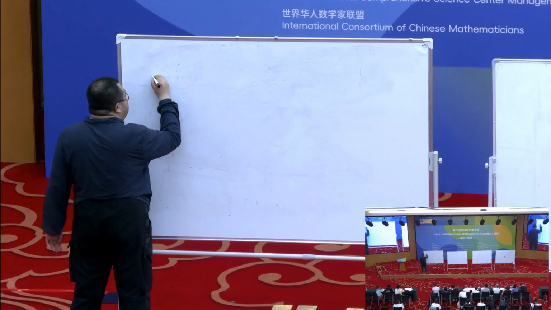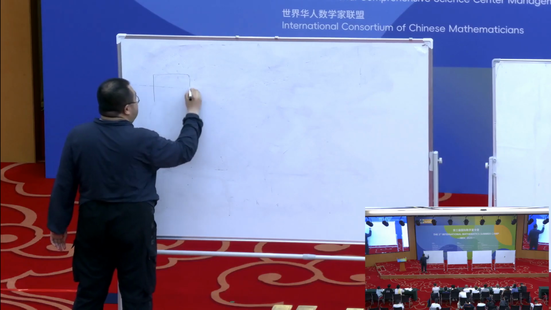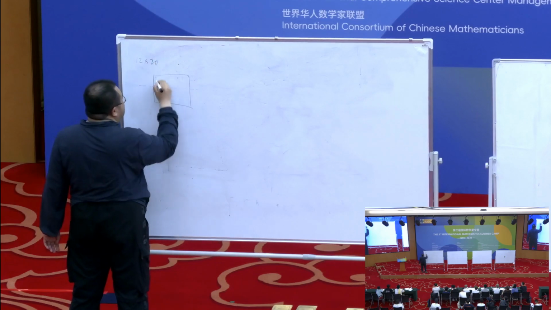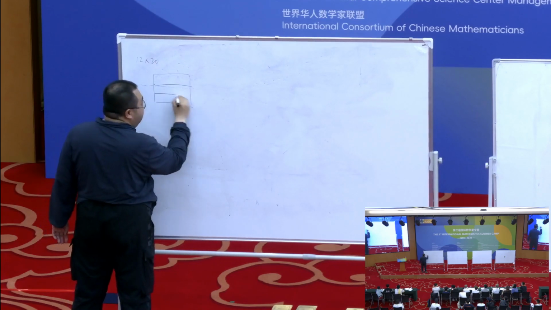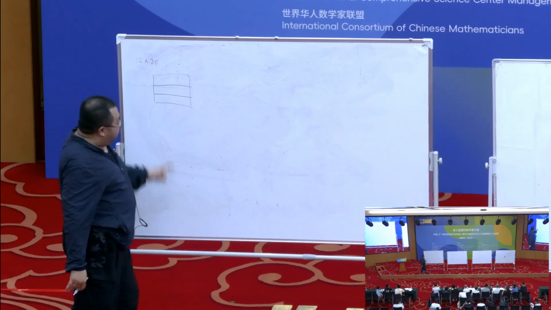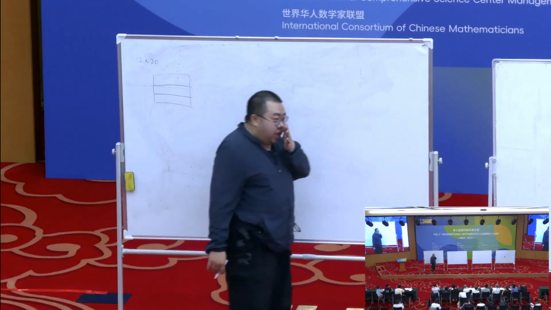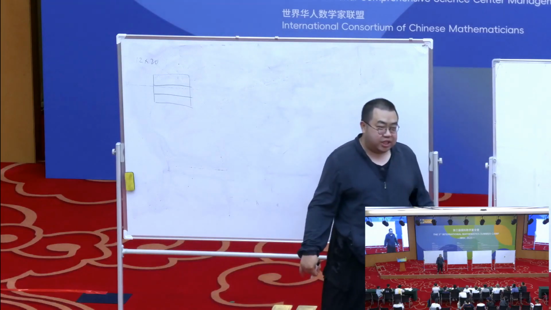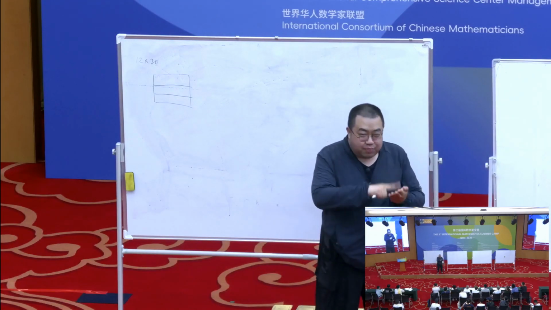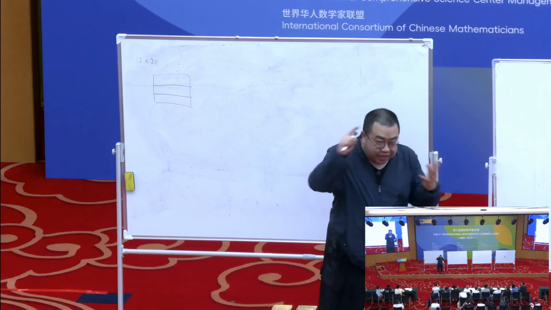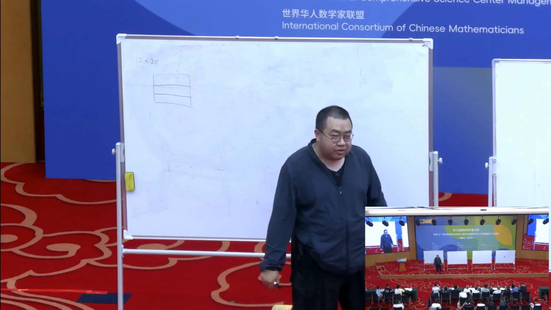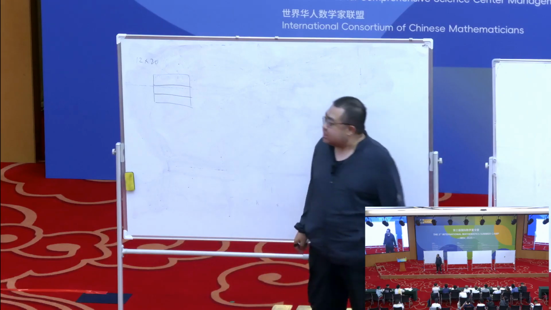If I remember correctly, it's a chessboard. That's a 12 by 20 chessboard. Do you remember this problem? Does anyone remember this problem? On a 12 by 20 chessboard, a piece jumps on the chessboard according to a certain rule.